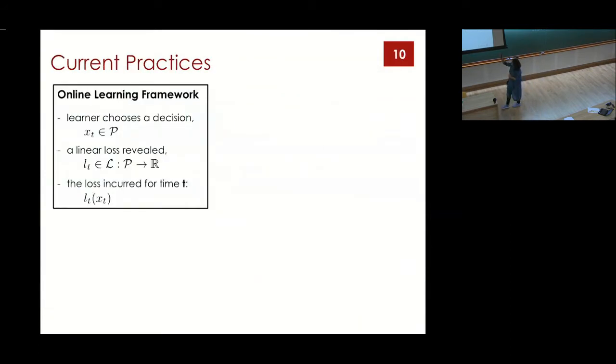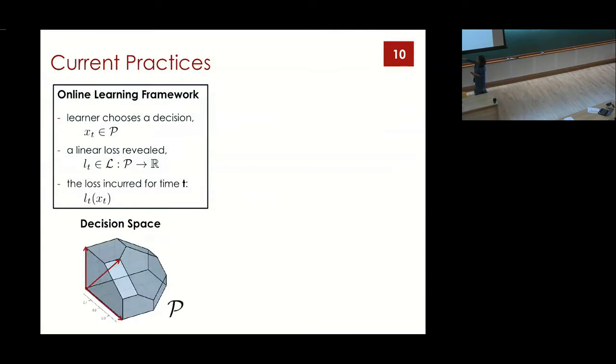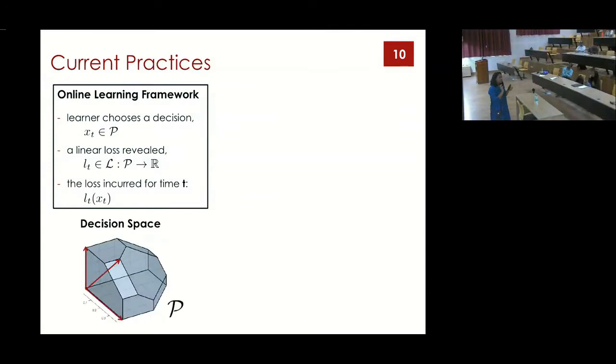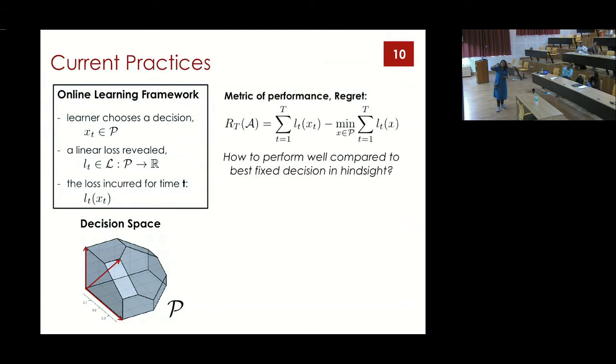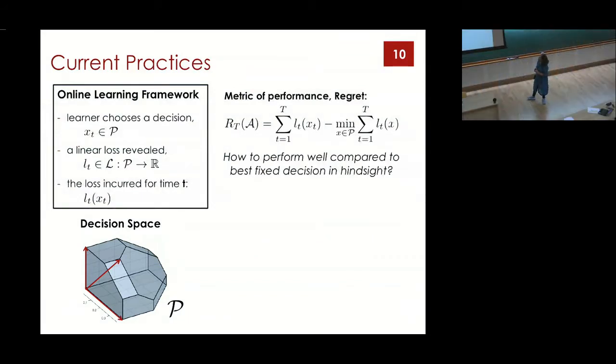And okay, so this is the online learning framework where the learner chooses a decision in a polytope P. This is typically the decision space, a convex hull of permutations now. Instead of just looking at pure permutations, I can randomize my decisions. There's a linear loss that's revealed and some loss is incurred at time T. The metric of performance is what is known as regret. So this is, I sum up the losses that I saw over all periods of time from 1 to T. And that's the loss I incurred as the learning algorithm. And what was the best that I could do if I had all of the information in hindsight. So that's the second term.